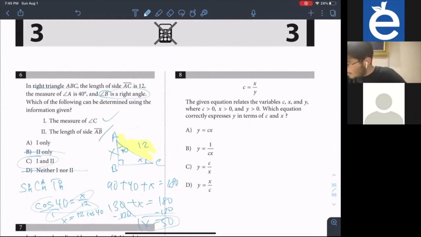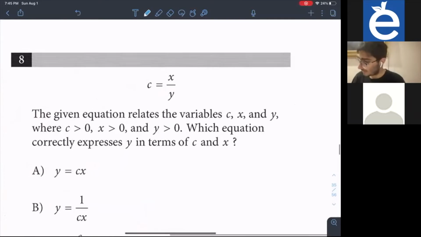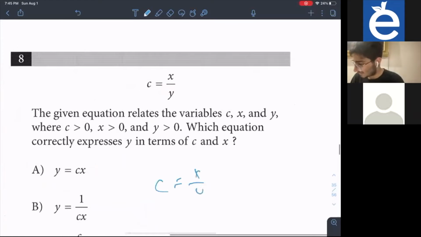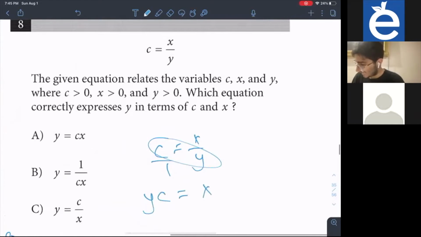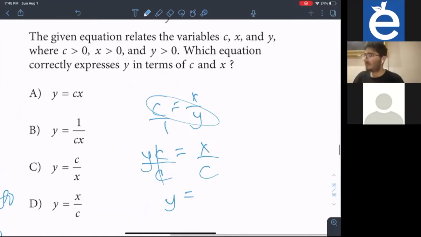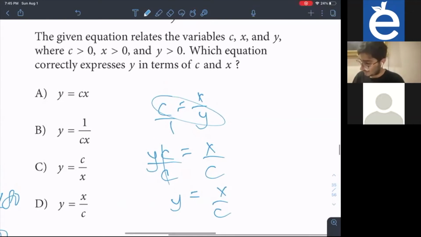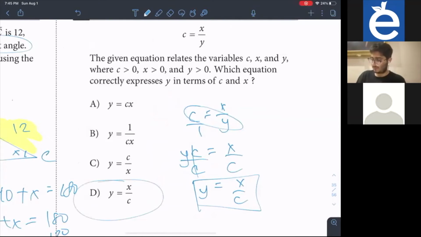The given equation relates the variables c, x, y, where c is greater than 0, x is greater than 0, and y is greater than 0. Which equation correctly expresses y in terms of c and x? Okay, so we're just basically trying to solve for y. So we have to isolate. So c is equal to x over y. We can cross multiply. So you get yc is equal to x, and then just divide by c. So you get y by itself. You just have to do the opposite. And then that is our answer. Y is equal to x over c, choice D.